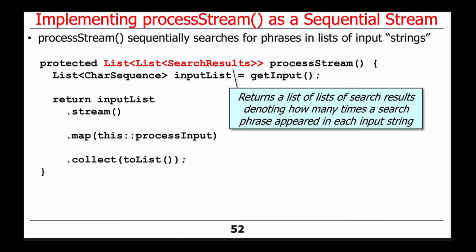What this will return when we're all done is a list of lists of search results that correspond to everywhere we found matches in the elements of the input.